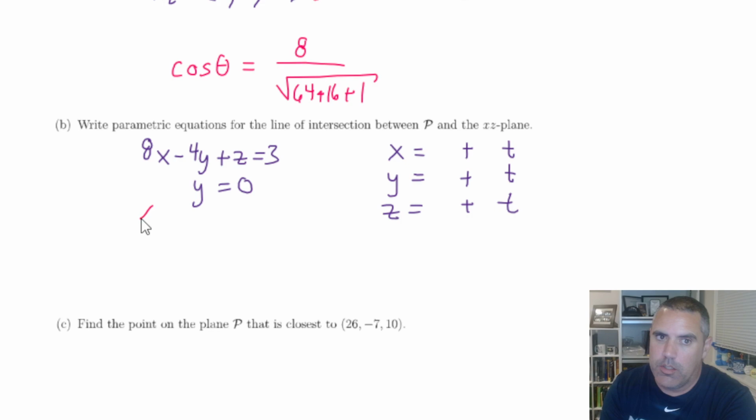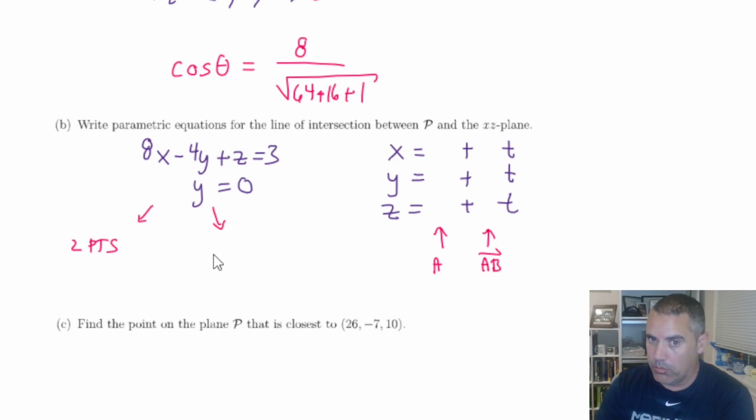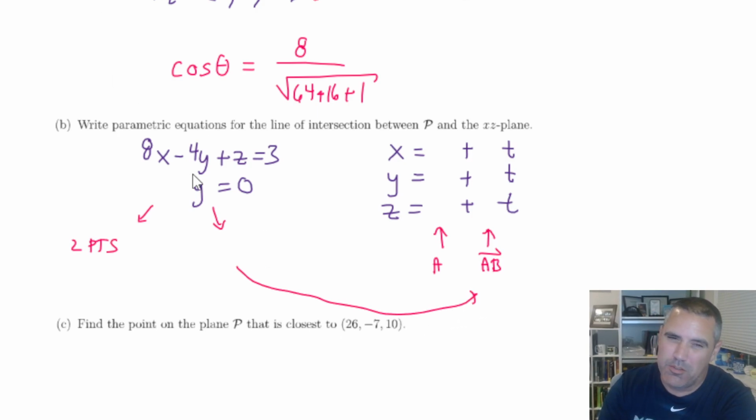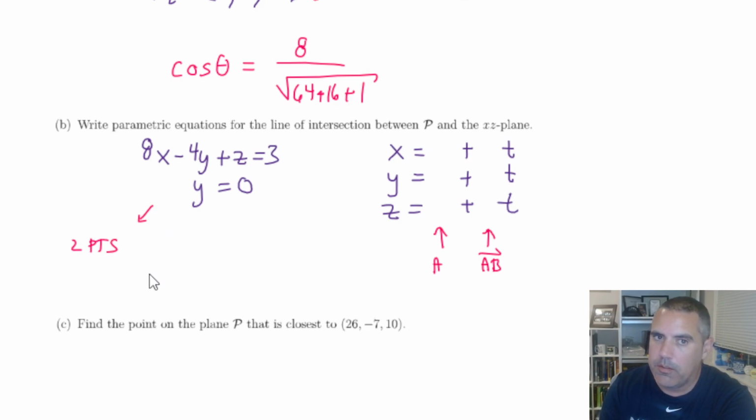One strategy was to find 2 points and then use those 2 points to give the equation of the line. You put 1 point here, you subtract to get a direction vector. That's one good strategy for finding the equation of a line. The other was to do the cross product of the normals, and that's another way to get this. Some students like that because they saw that in the book, and so both are perfectly fine. No matter what, you have to find 1 point.